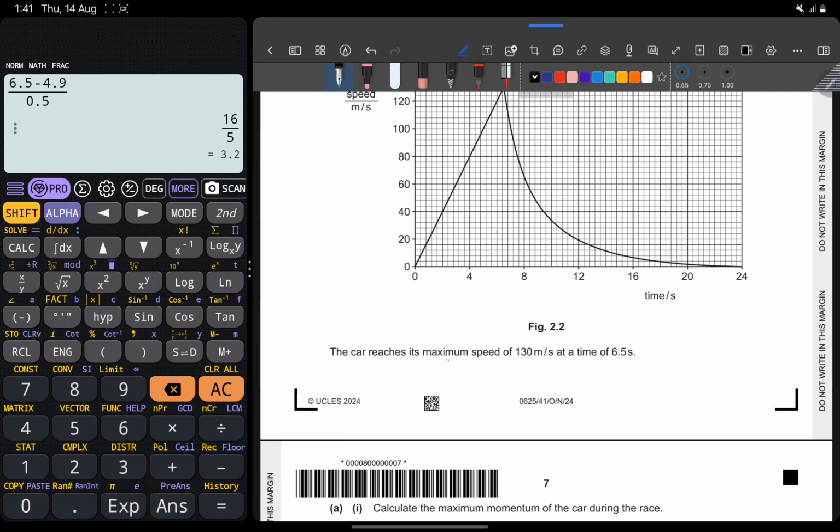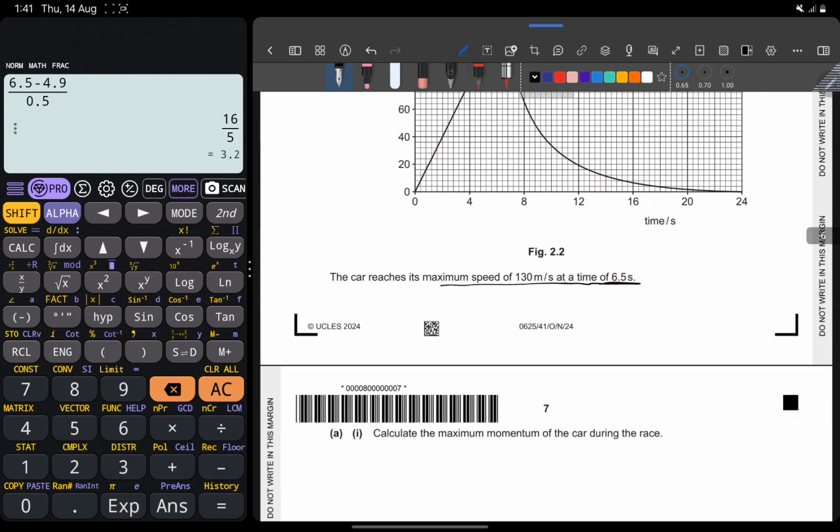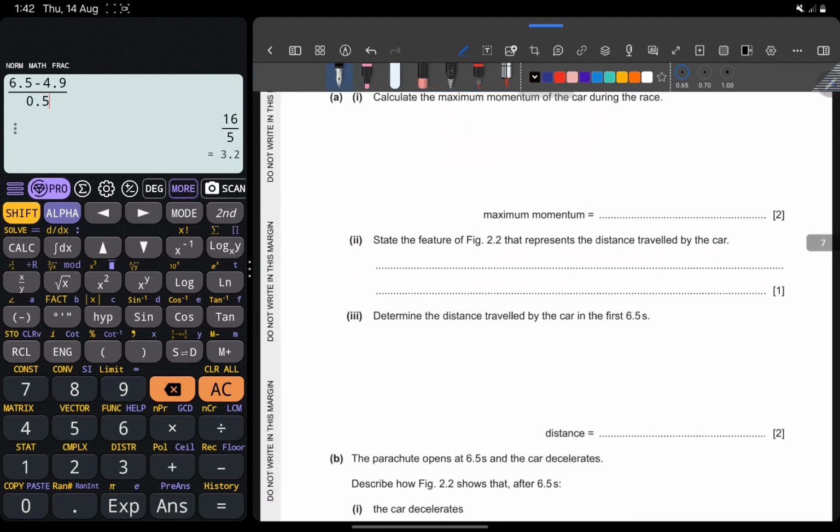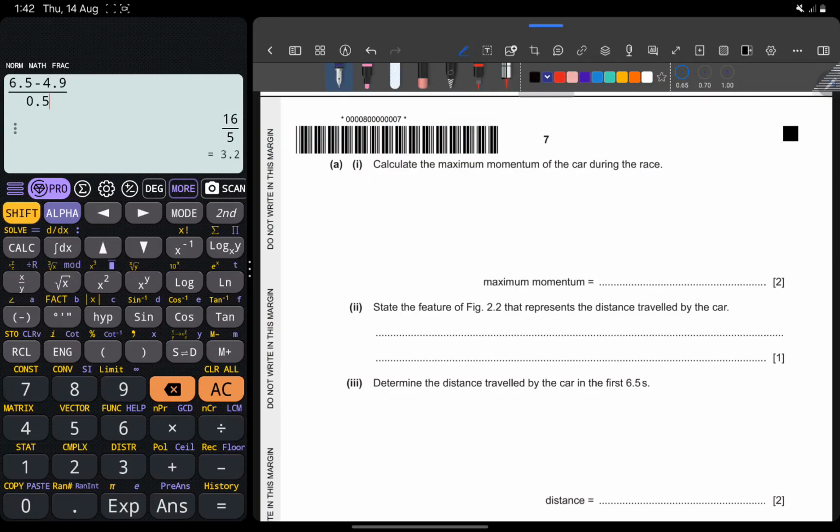The car reaches a maximum speed at a time of whatever. So that means the speed, we can just put it, maybe we'll use it somewhere. Vmax is 130 meters per second, and this will be at t equal to 6.5 seconds. Anyway, now they said calculate the what? Maximum momentum of the car.